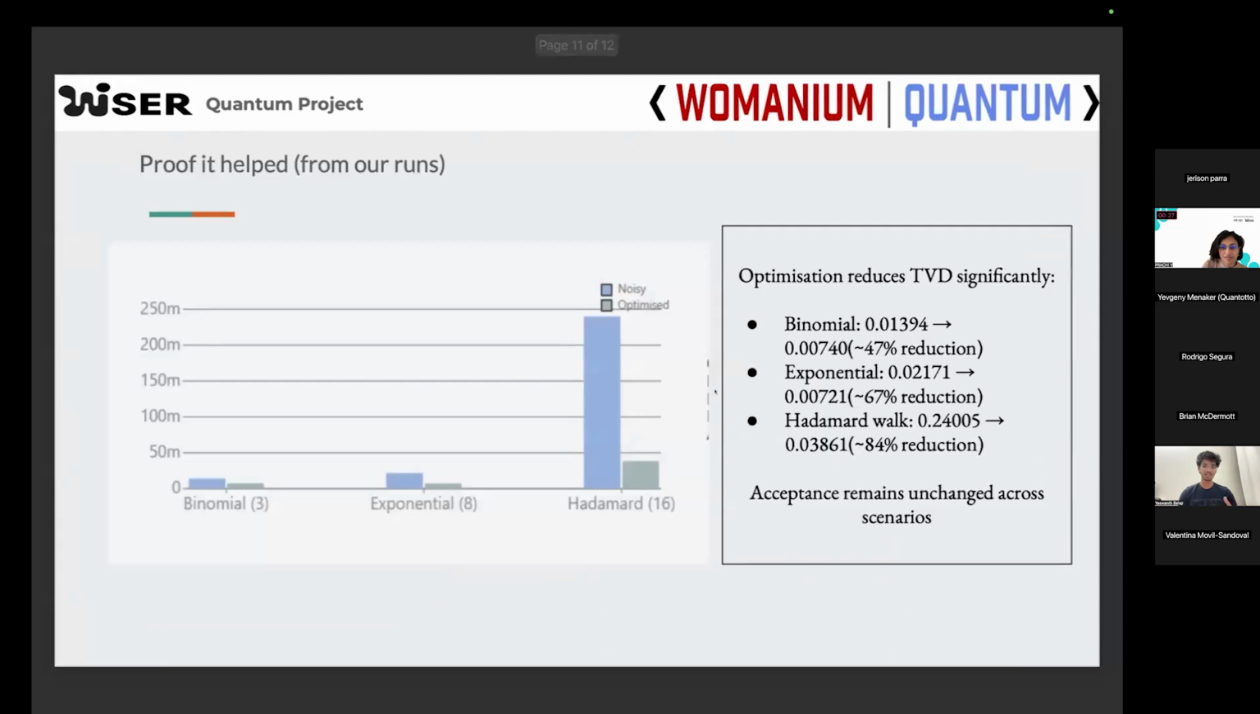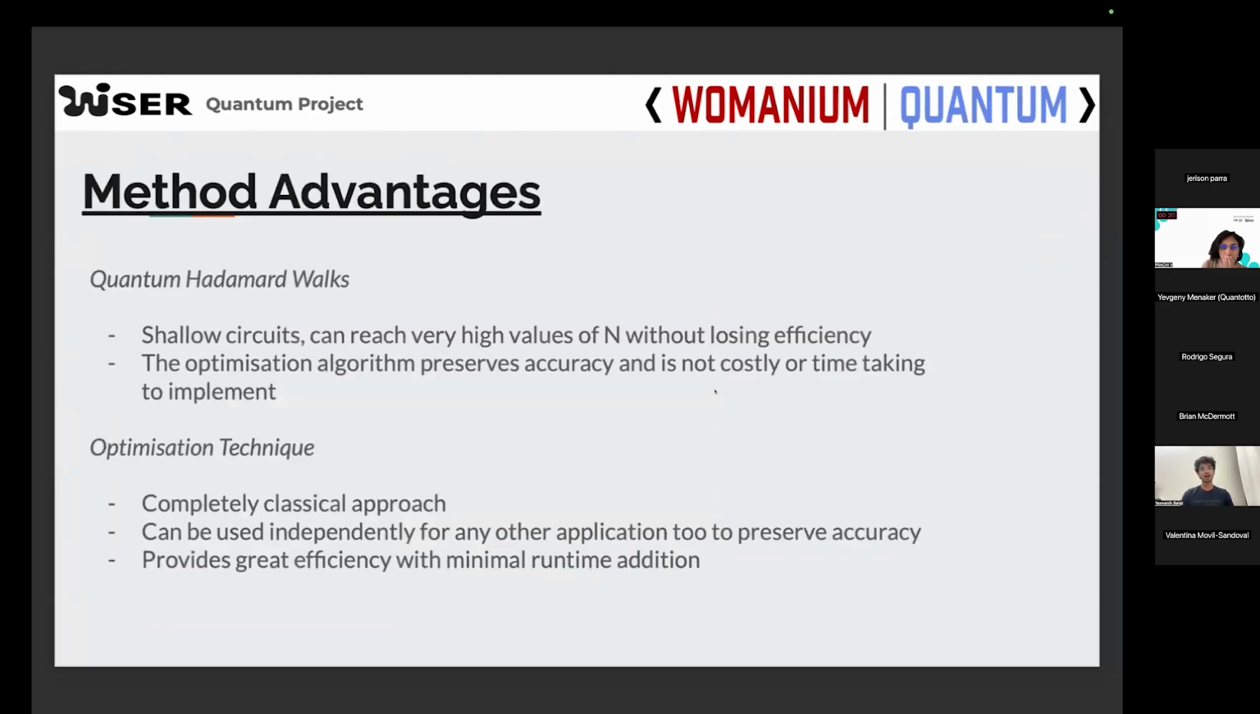As you can see, mainly in the Hadamard case, we could do it for an n value of 16 with very good accuracy. So our method's advantage is that our whole method relies on being able to generate for higher n values, and a very unique optimization technique that let us optimize from 0.1 to 0.001 TVD values. So that is, in a very brief way, what we did. Thank you so much.